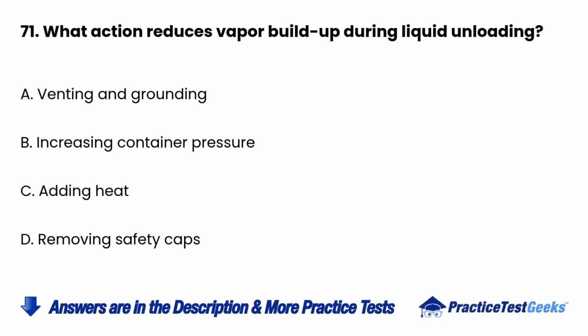71. What action reduces vapor buildup during liquid unloading? A. Venting and grounding. B. Increasing container pressure. C. Adding heat. D. Removing safety caps.